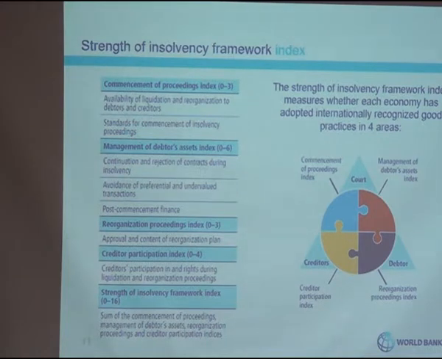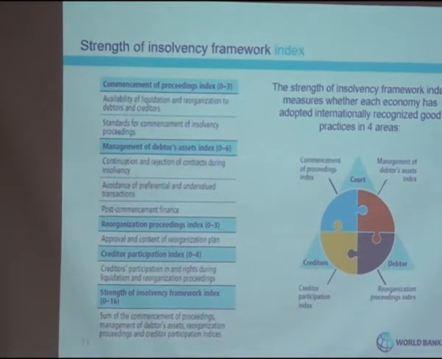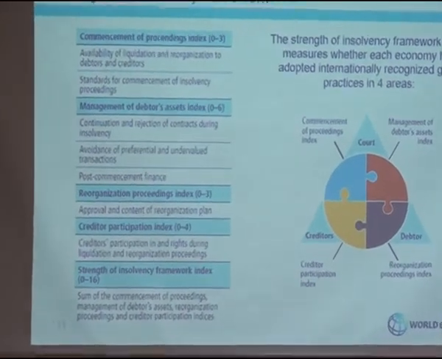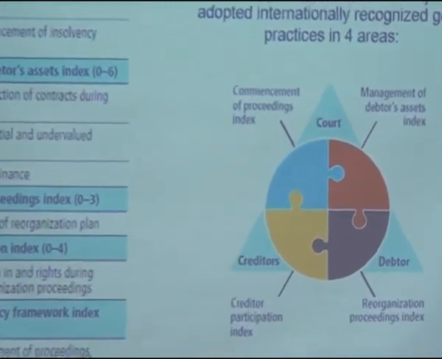The Strength of Insolvency Framework Index is divided into 4 different indices. The first one is the commencement of proceedings. It assesses the availability of liquidation and reorganization to both debtor and creditors. And it also measures what are the standards to start insolvency proceedings. In the management of debtors' assets, we evaluate the possibility of continuing or rejecting contracts during insolvency. We also measure the possibility of avoiding preferential and undervalued transactions. And we look at if there is a possibility of having post-commencement finance.